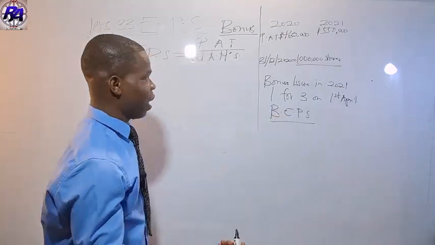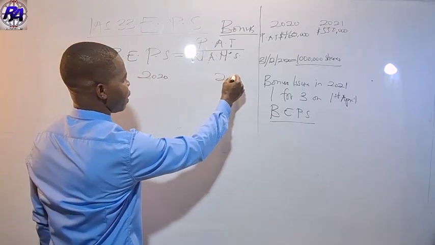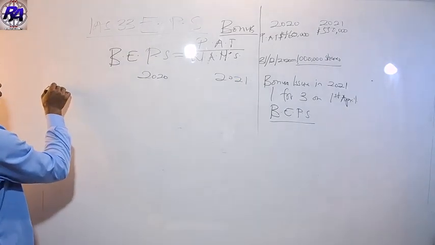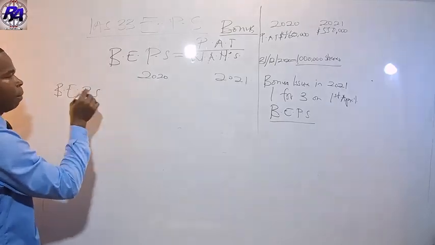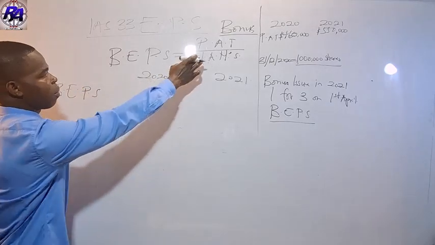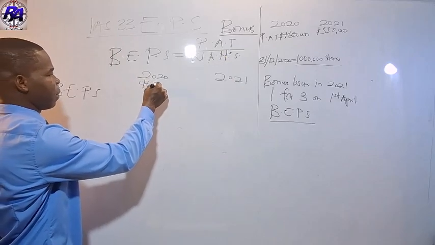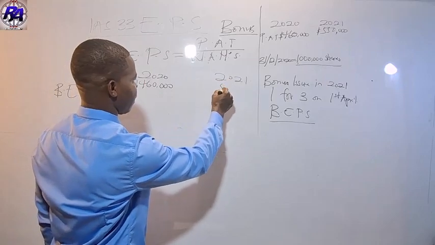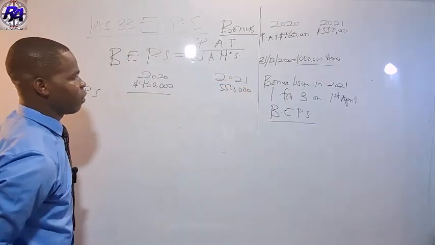So here we can go straight away. We are looking at 2020, then 2021. Now, we are looking at our basic earnings per share. So in 2020, what is our profit after tax given to us? 2020 is $460,000, and then 2021 is $550,000. Now we divide this by the weighted average number of shares.